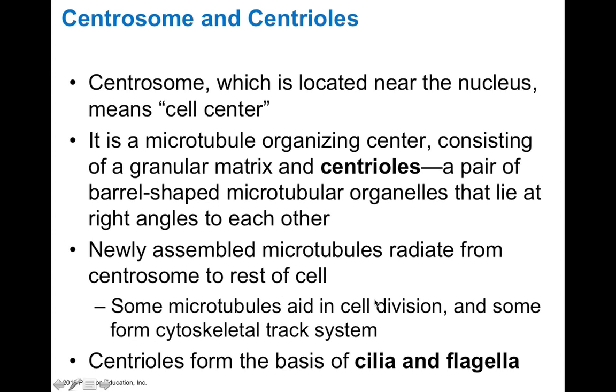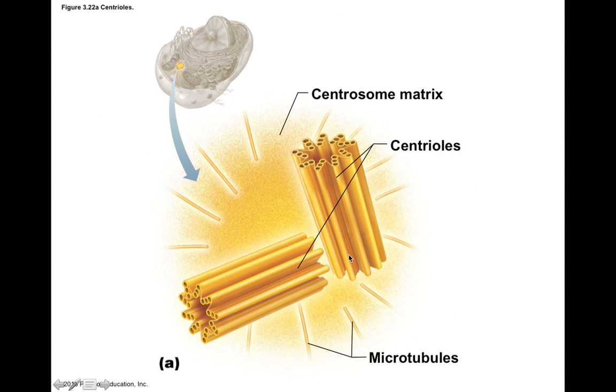So while your cells are dividing, the centrioles help to organize those microtubules that aid in the movement of organelles and chromosomes during cell division. And centrioles also form the basis of certain cellular extensions like cilia and flagella, which we'll talk about in the next video. So these centrioles here, remember, are the barrel-shaped structures.